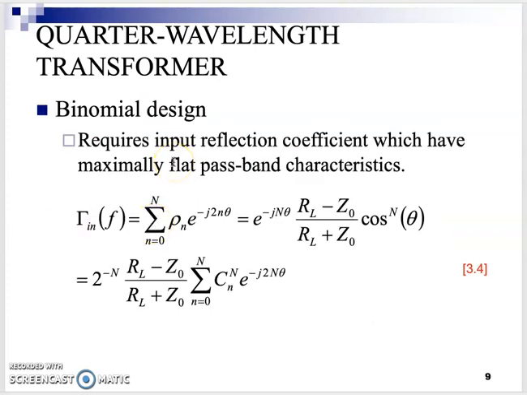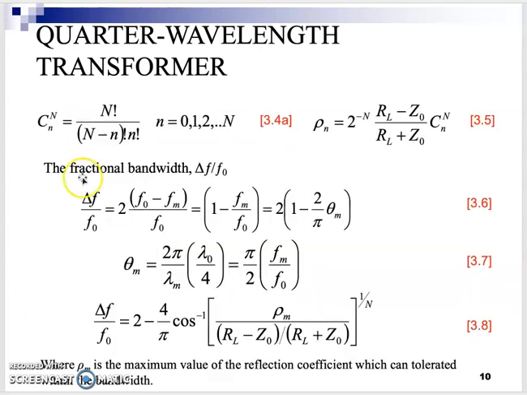For the binomial design, we use this quite powerful formula, where at any stage n we can find the reflection coefficient: rho n equals 2 to the power minus N, times (RL minus Z0) over (RL plus Z0), times the binomial coefficient C(N, n), times e to the power of minus j 2n theta. The index n starts from 0 to N. So at any stage we can find rho n.